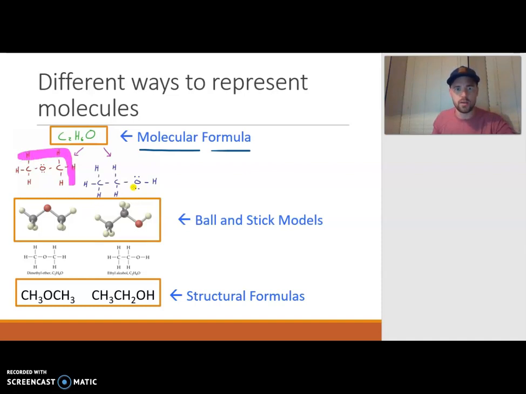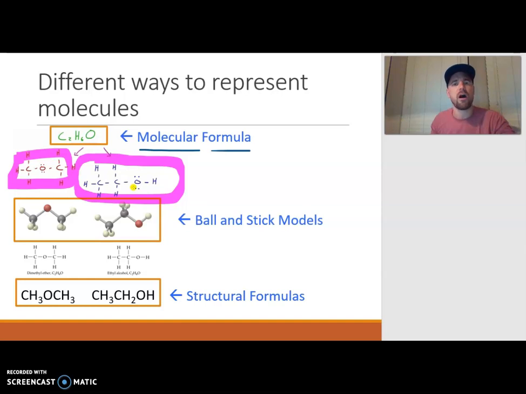There's this one, which, if you look, has 2 carbons, 6 hydrogens and 1 oxygen, but it could also come in the form of this molecule. This molecule also has 2 carbons, 6 hydrogens, and 1 oxygen. As you can see, these 2 compounds are very different, but they both have the same molecular formula. So the molecular formula oftentimes is not enough information.